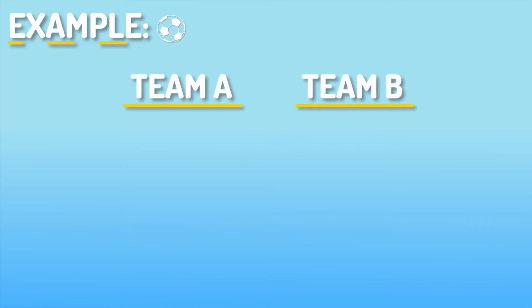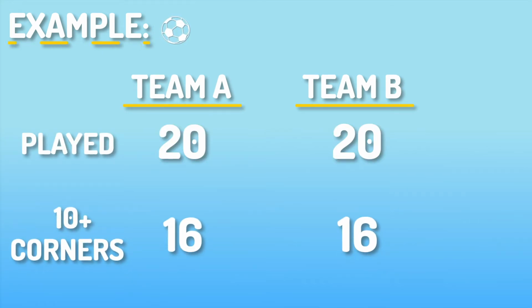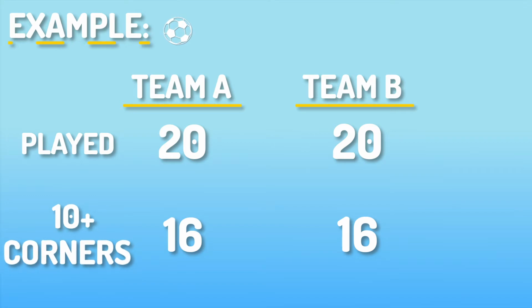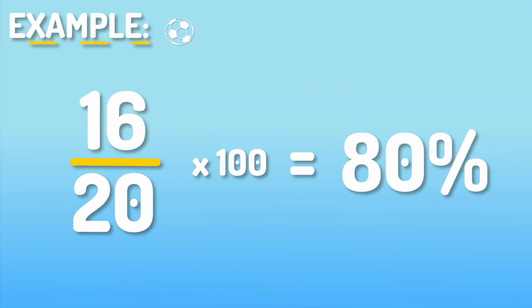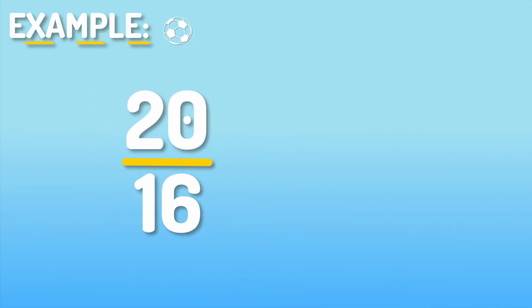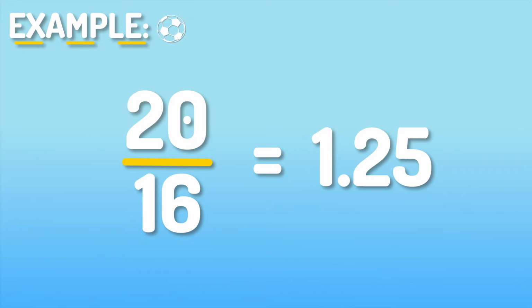As an example, if you're looking at a game of football, both teams involved have played 20 games each. If both teams have had 16 games each, where there have been at least 10 total corners in their game, that's an 80% hit rate. That 80% hit rate gives you implied odds of 1.25. The link to calculating implied odds will be in the description. We definitely recommend adding it to your toolbar.